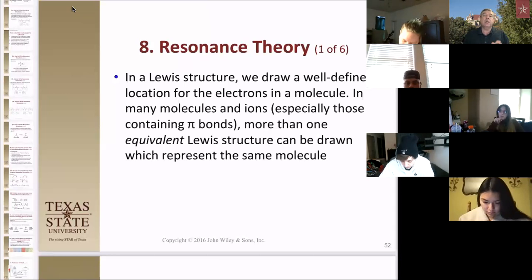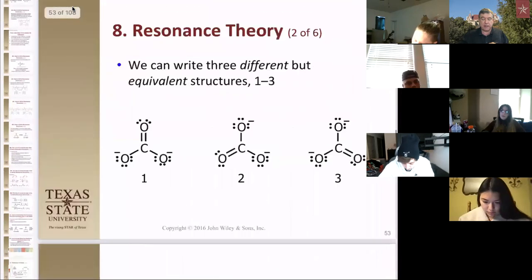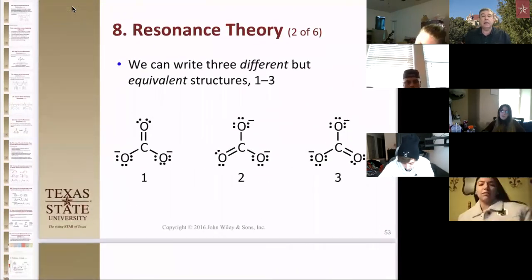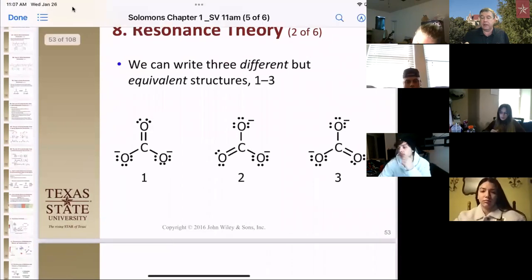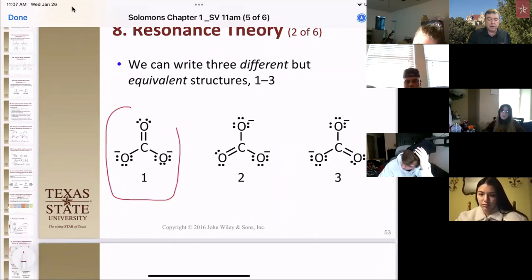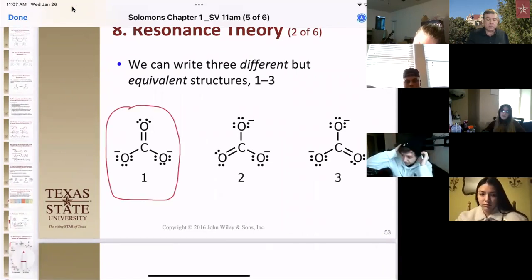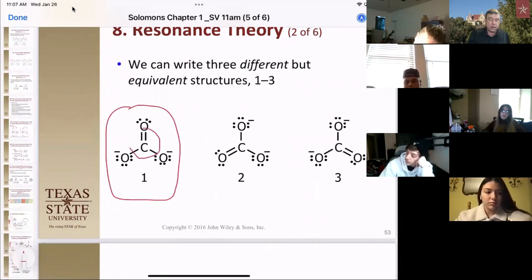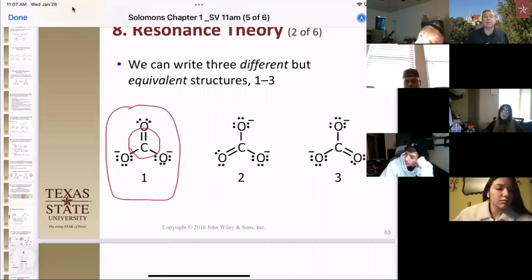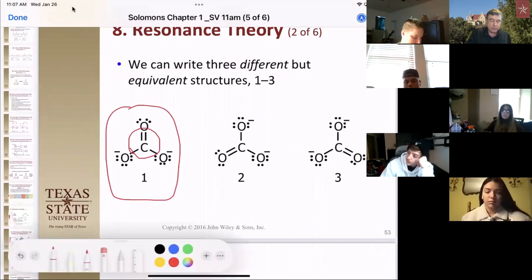So resonance is when you have two or more equivalent Lewis dot structures that represent the exact same model, only moving electrons. All right, so let's look at that. We can draw this carbonate ion here. First of all, let's make sure it's a valid Lewis dot structure. We have a total of 8 electrons around this carbon. Remember, each of those bonds is 2 electrons. So that's 8 electrons around that carbon.